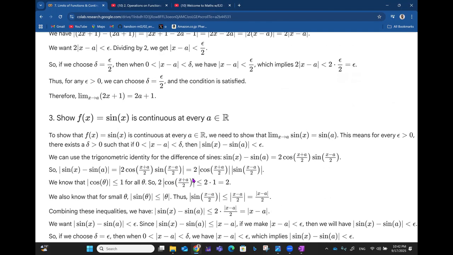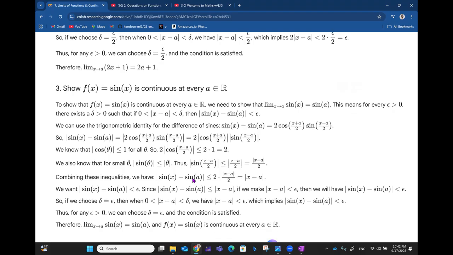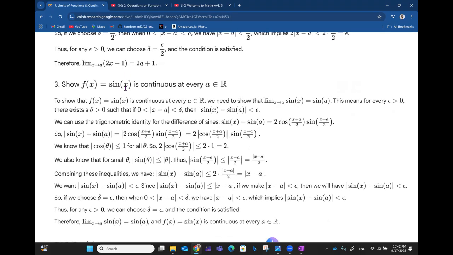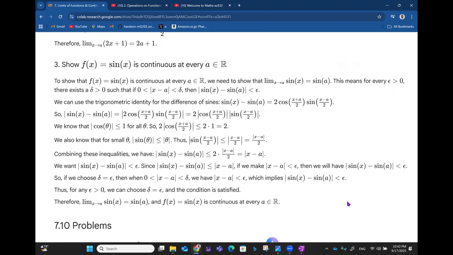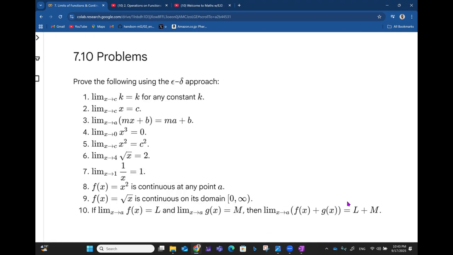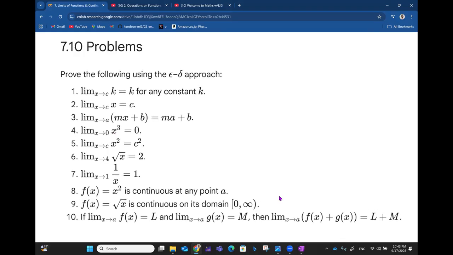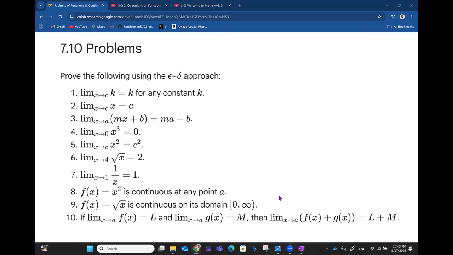That's what that's about. For this last one, you want to check it out. Just look at the way it is and follow the rules. It may involve some trig ratios, some trigonometric identities and everything. Just look at that and see how it ends up. There are also some problems to try your hands on. Prove the following using the epsilon delta approach. I'm flashing that right now. Just prove all these using the epsilon delta approach.